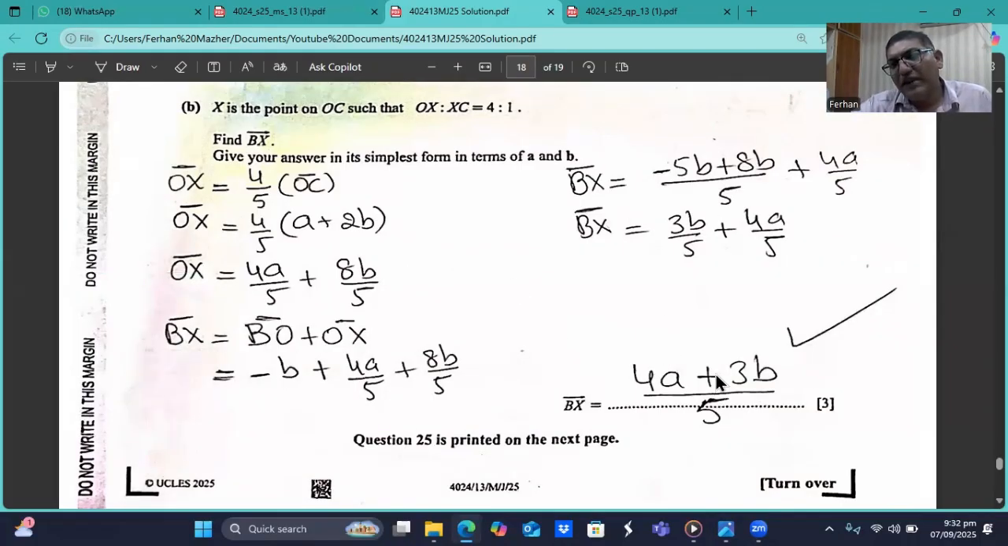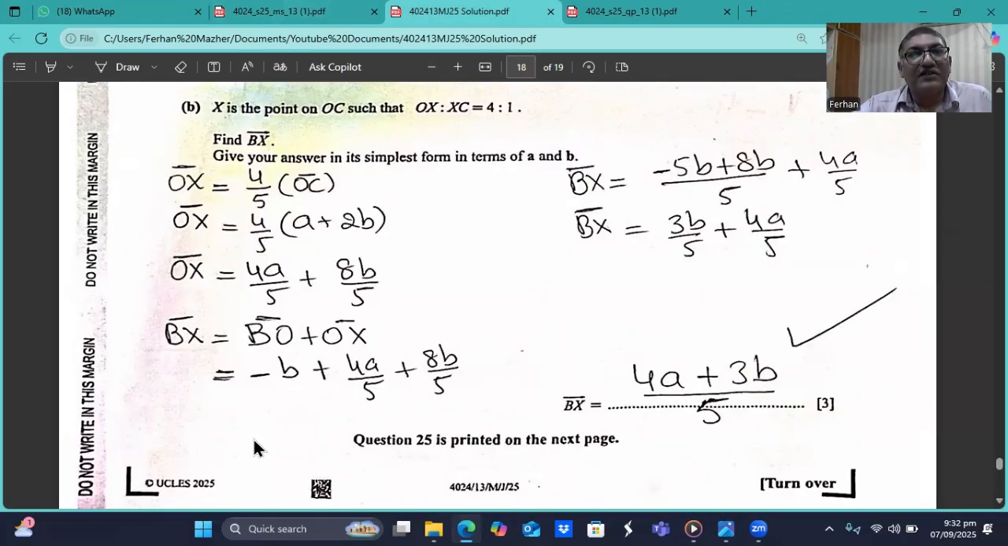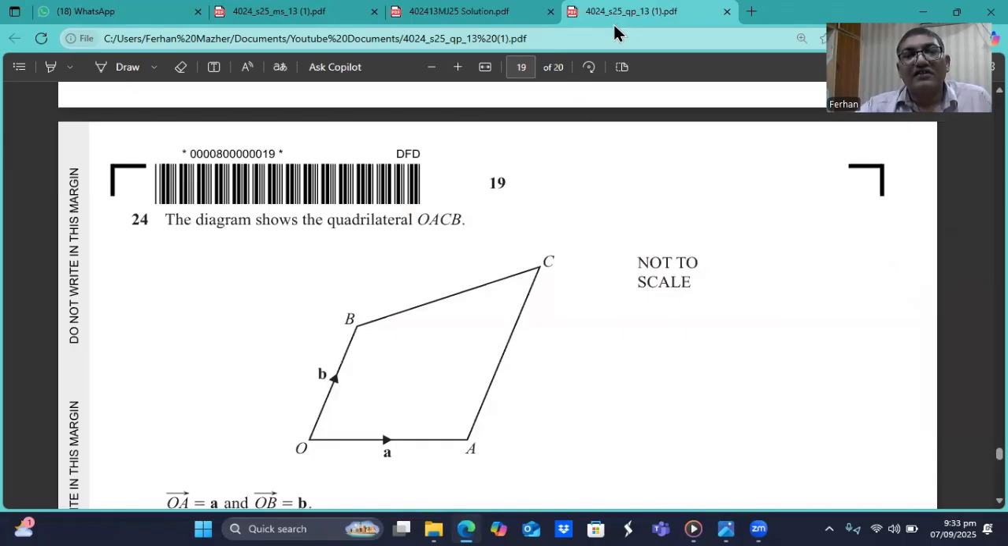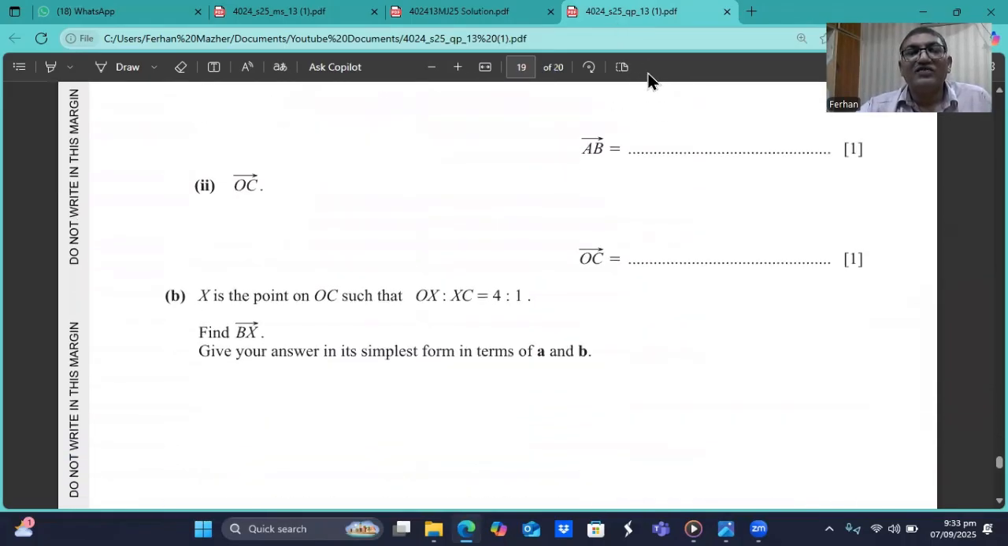So this will be 4A plus 3B, the whole thing divided by 5. Check. 4A plus 3B, the whole thing divided by 5. So this is how this is done. I hope you understand this. So this is how you do this question.